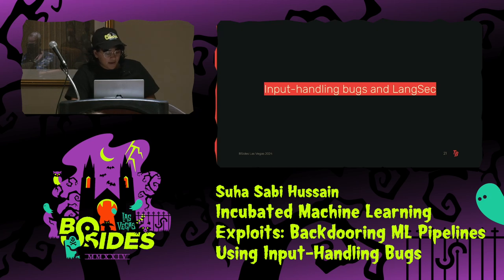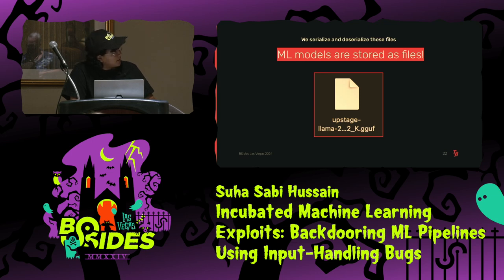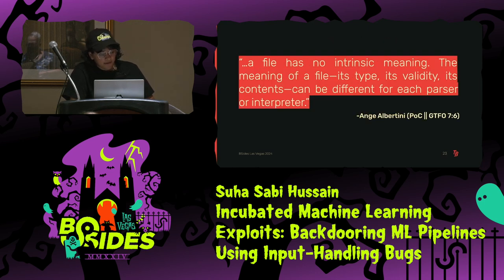Now, before we dive into exploits, I want to explain a few things about input handling bugs. An ML model is stored as a file, and to process these models, you need parsers. Parsing these files into objects and back is deserialization and serialization. But wait, quoting Ange Albertini here, a file has no intrinsic meaning. The meaning of a file, its type, its validity, its contents can be different for each parser or interpreter.